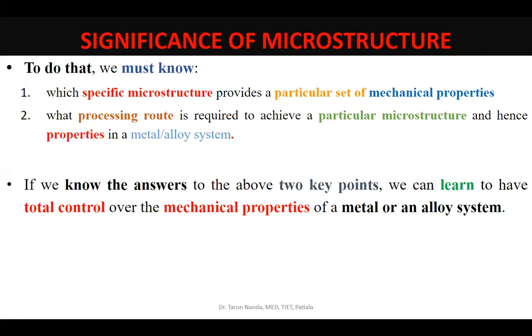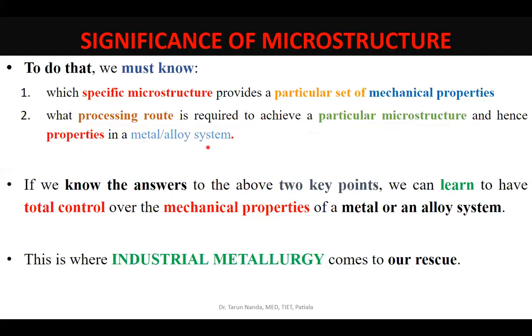And that's exactly what industrial metallurgy does for you. Industrial metallurgy tells you what specific microstructures give you what mechanical properties, and also answers why. And then in industrial metallurgy, we also learn what type of processing, whether alloying, mechanical treatment or heat treatment, would get you a particular microstructure and hence desirable mechanical properties in your alloy system. So that is where industrial metallurgy comes to our rescue.